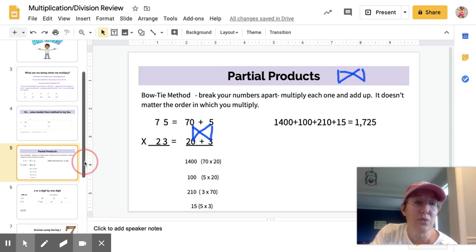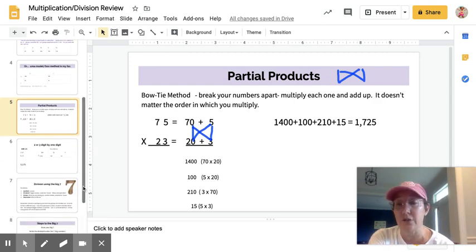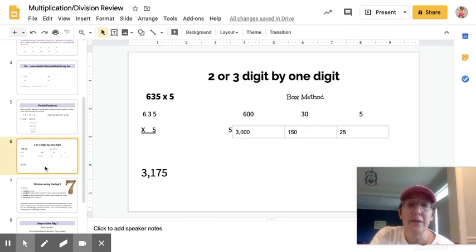The next, on your little mini assessment I gave you this week, you can use any of these methods that I'm showing you to solve these problems. But the one thing I did neglect to mention is the 2 or 3 digit by 1 digit. And we were all really good at that, but here we have 635 times 5.